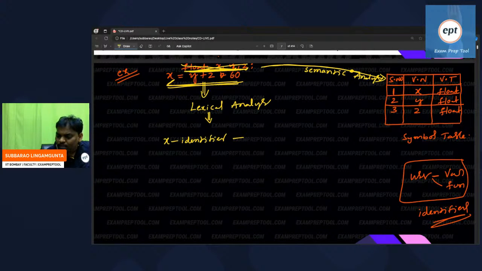my request to you is, please give this token number. This is your token. From now onwards, if anyone asks you, please give this token number. The purpose of this token number is that X is an identifier. It is there in the symbol table, first row.